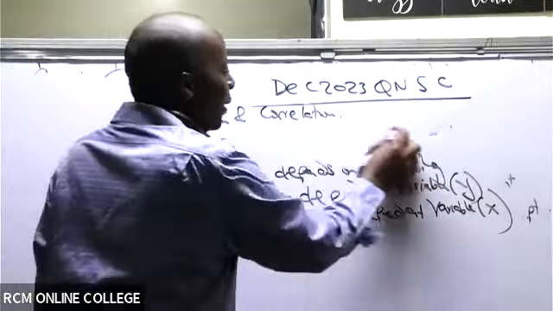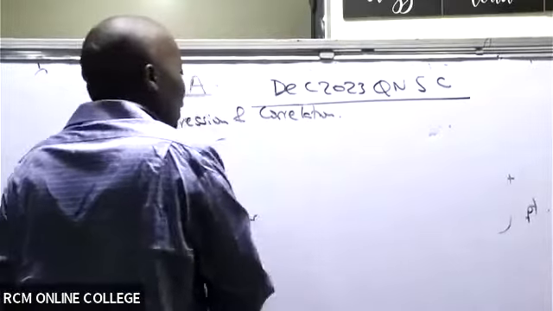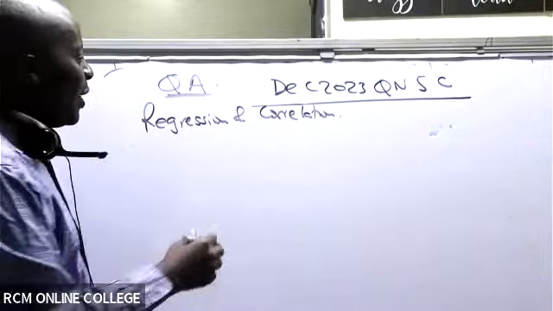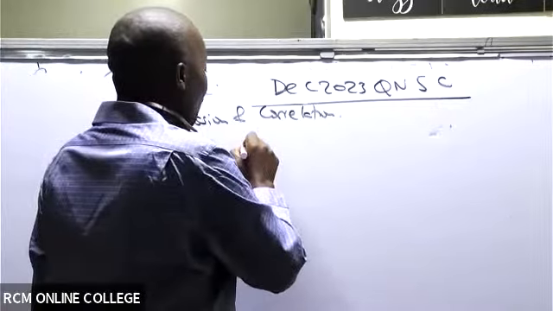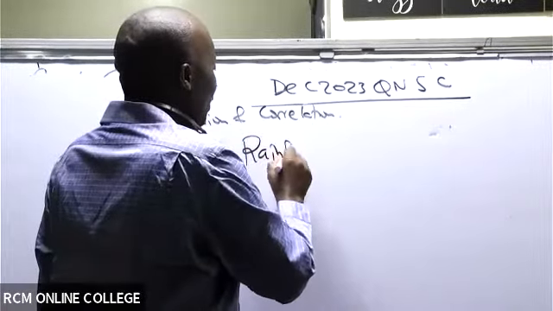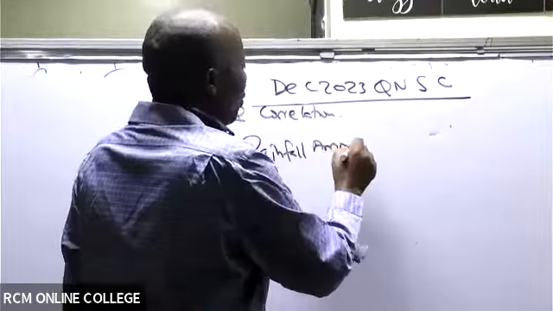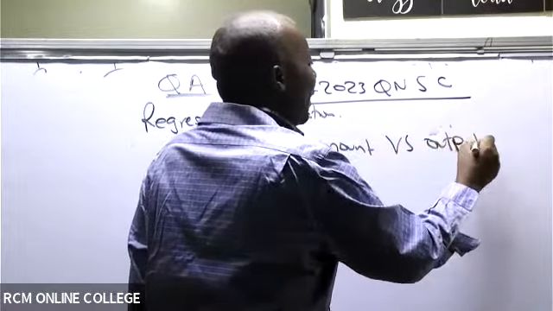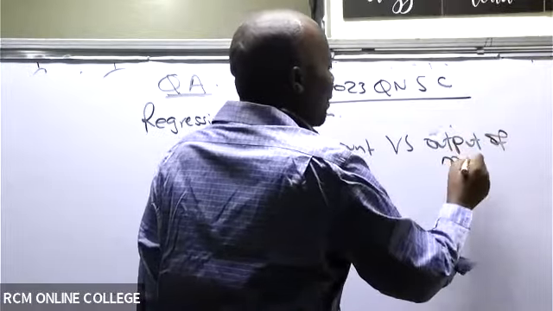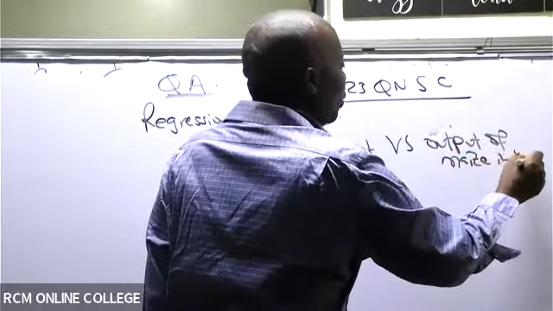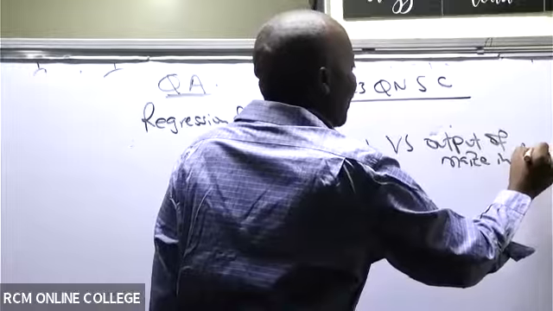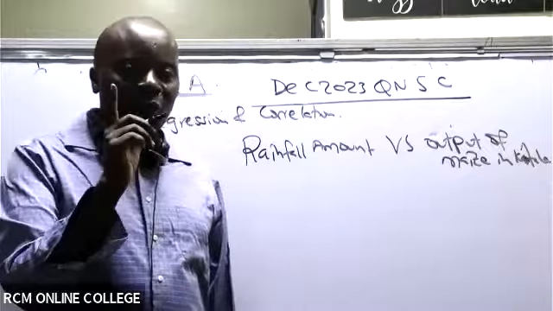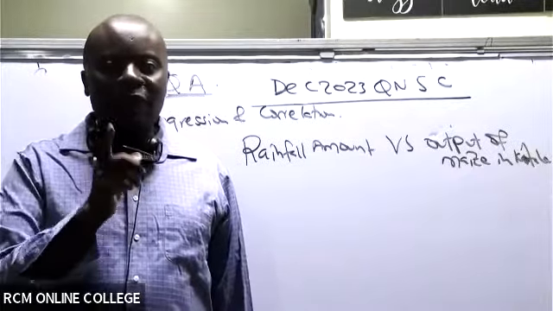How about this one? I'm 100% sure you guys will be able to get this right. For example, you are given rainfall amount versus output of maize in Kitale. In this case, I think rainfall amount should be Y.